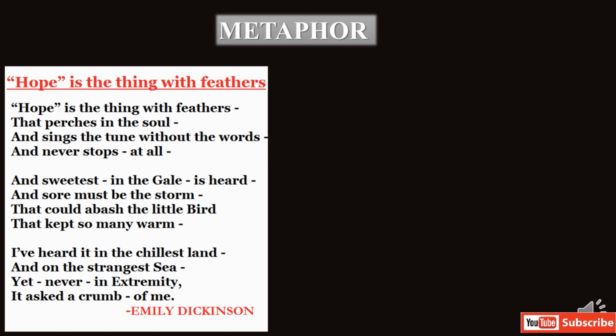So we start with metaphor. What is metaphor, how is it used and manipulated in poems to express the thoughts and feelings of the poets? To understand metaphor deeply, I have taken this example, a poem, Hope is the Thing with Feathers, written by Emily Dickinson. Just look at the first stanza. Hope is a thing with feathers that perches in the soul and sings the tune without the words and never stops at all.